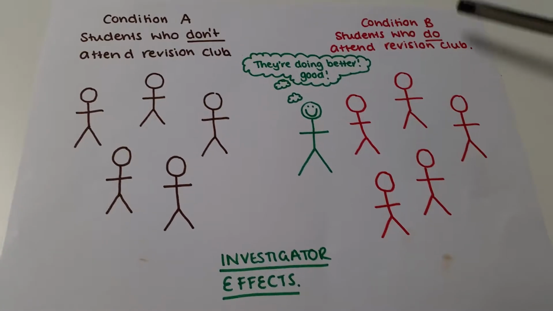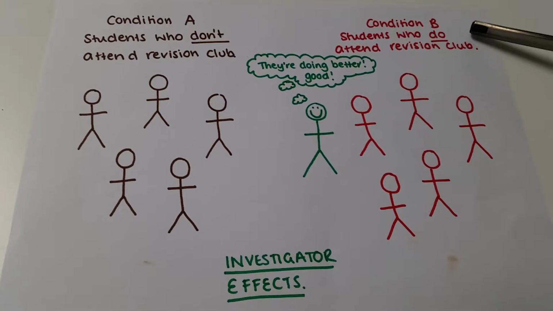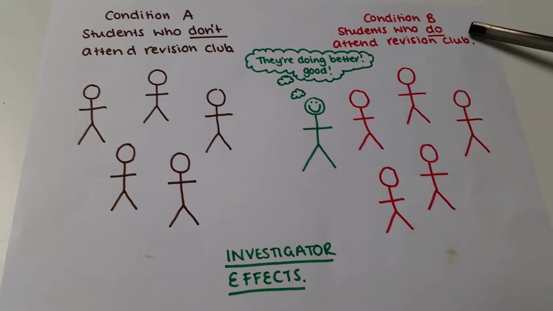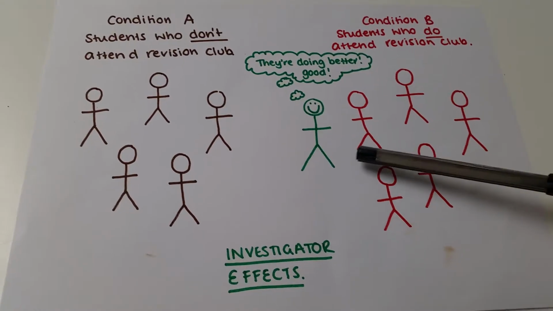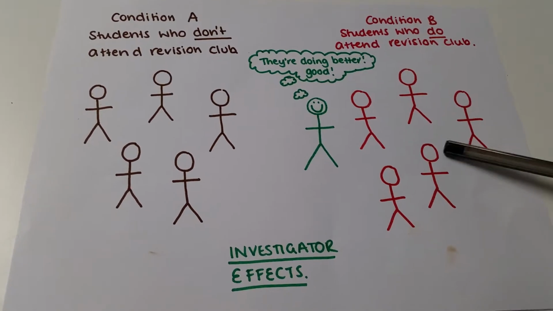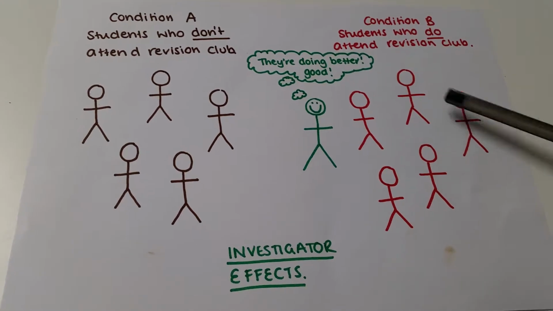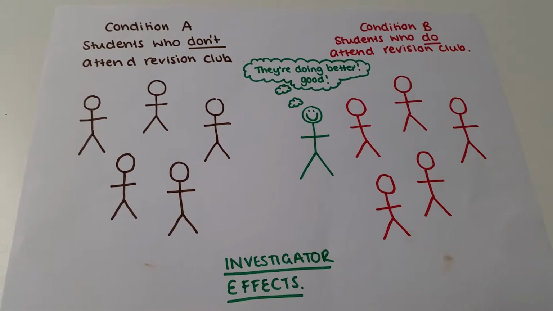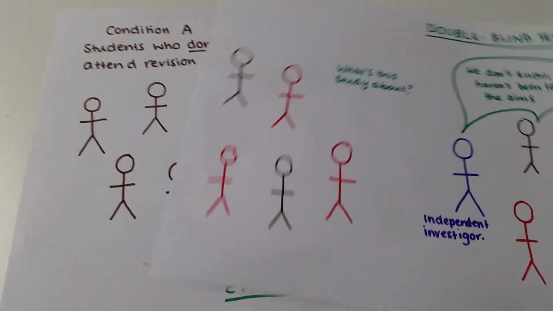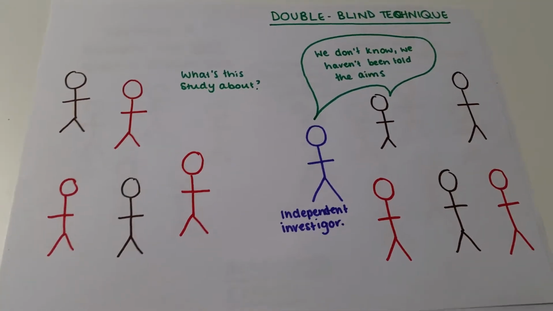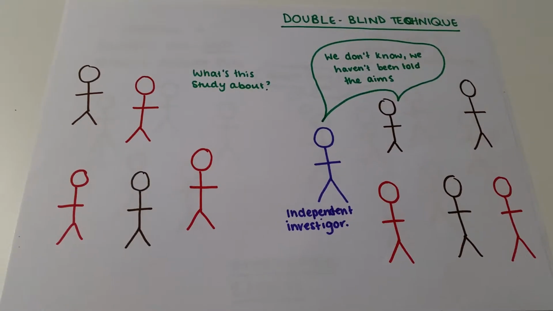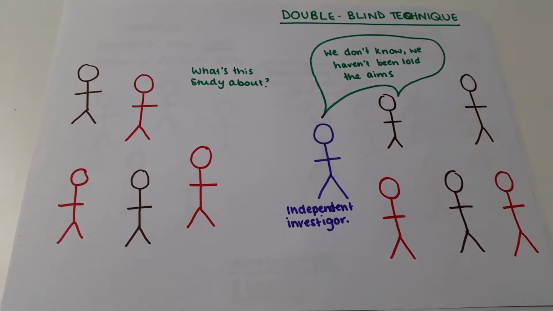So again, going back to our original question, is it just revision club that is causing condition B to do better in their performance? Not necessarily. It might be that I'm giving those clues that are giving them more confidence, that's making them perform better. Okay, how do I then get rid of those investigator effects? So investigator effects is very much like demand characteristics when we are controlling. So I want to prevent those investigator effects from becoming confounding.